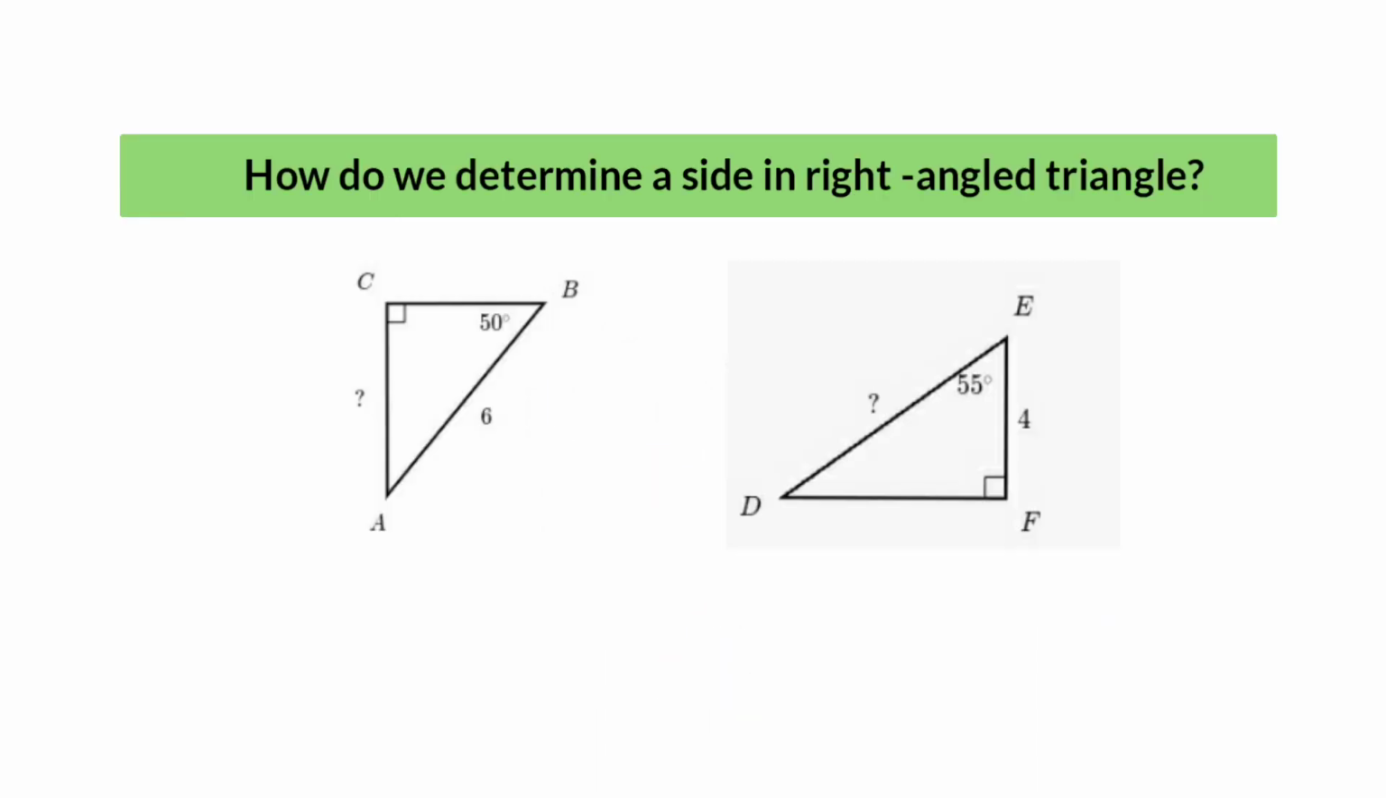Okay, so now we can determine a side in a right angle triangle. For this, you will need your calculator, and this can be any real life problem. In the first triangle ABC, we have a side 6, an angle 50, and an unknown side. Unfortunately, we only have one side, so we can't use Pythagoras. So let's try and work out our question mark, CA.